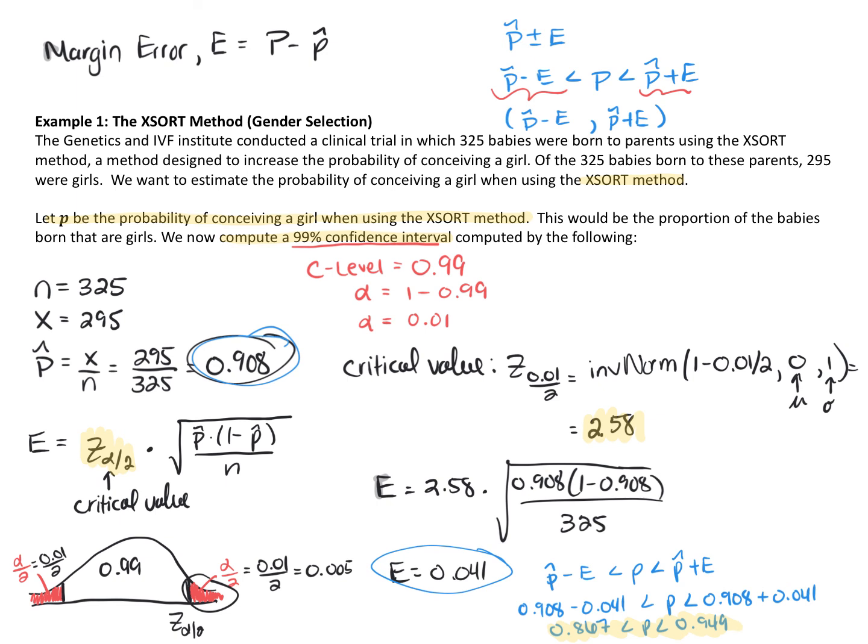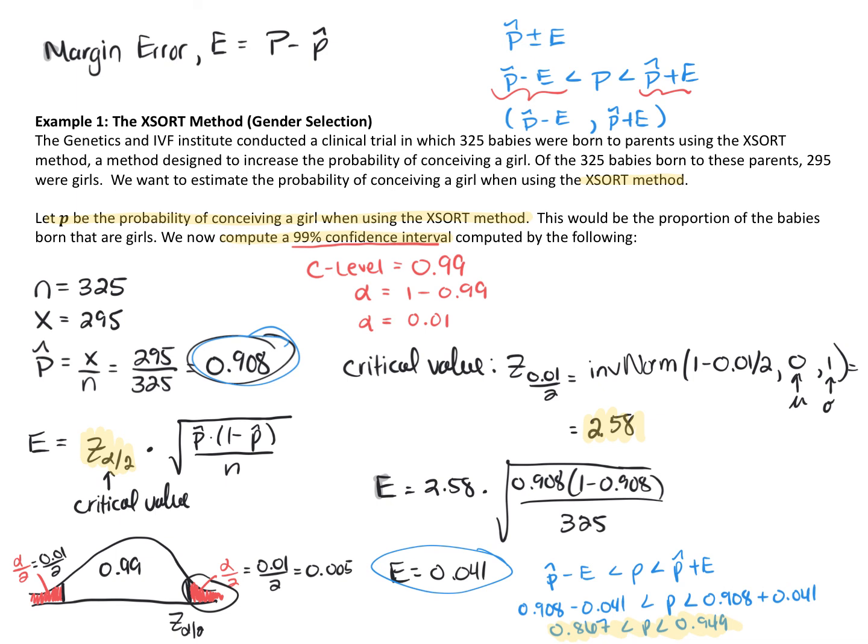So this confidence interval tells us that we are 99% confident that the population proportion, meaning the proportion of births that are girls using the XSORT method, is anywhere between about 86.7%. So it could be as low as 86.7% and as high as 94.9%.